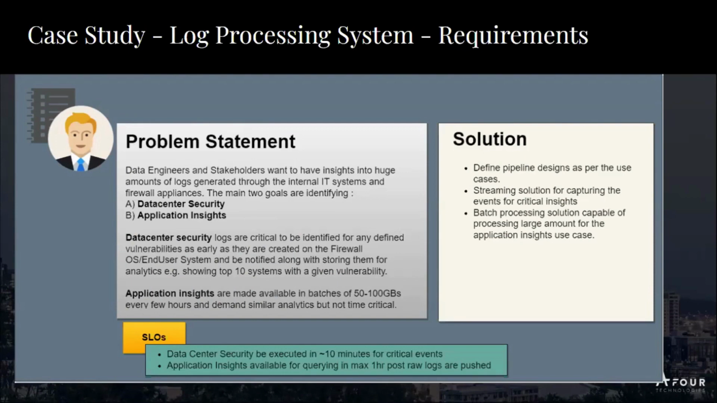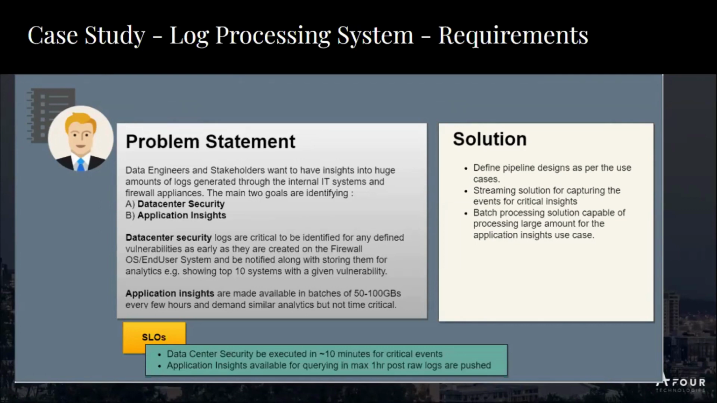So essentially, there are multiple internal systems and firewall appliances from which the data is coming. This is a large amount of data, and the data is coming in two formats. One is streaming through these devices continuously, and the second is delivered on a cron basis by a certain external service. What the stakeholders are interested in knowing is two parts. One is the data center security insights, and the other is the application insights.